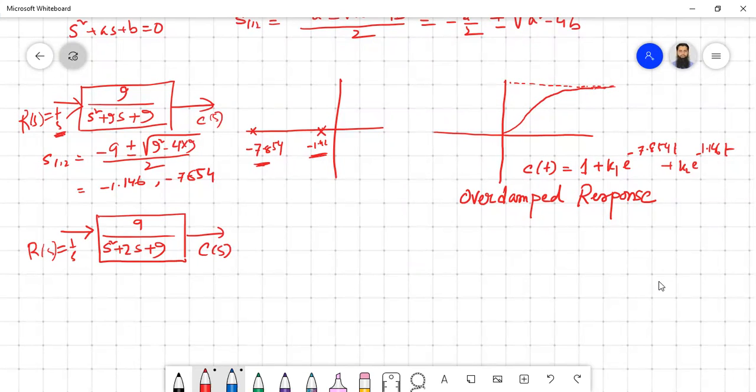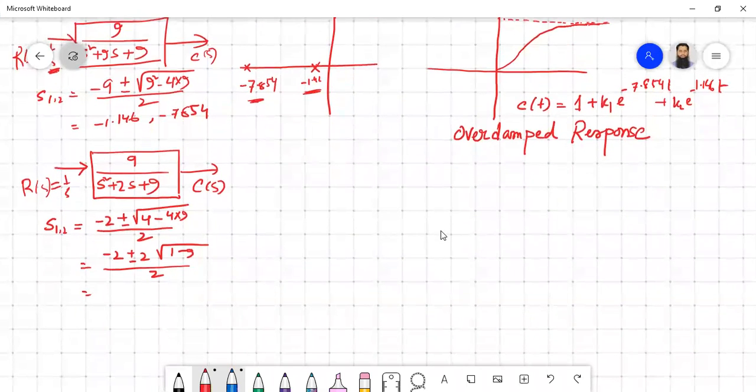Now, what will be the location of your s1 and 2? So s1,2 will be minus b, so minus 2 plus minus root over b square, that is 4, minus 4ac, 4 into 9, divided by 2. So 4 can be taken common. So what we can have is minus 2 plus minus 2, then you have root over 1 minus 9, divided by 2. So basically 1 minus 9 is minus 8. So minus root over minus will produce the j, and the 2 can be cancelled from the equation. So minus 1 plus minus j root over 8.